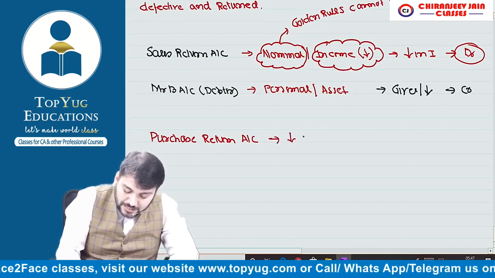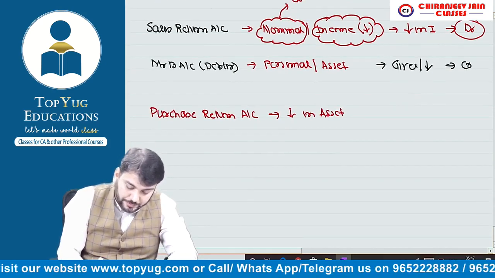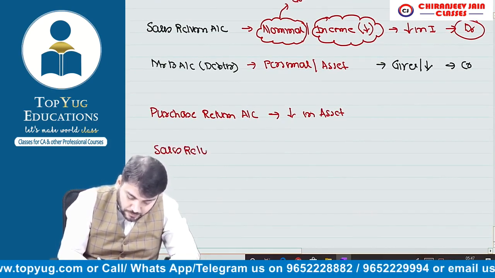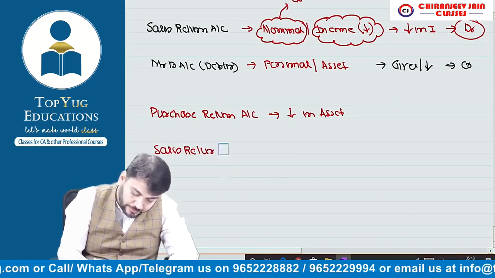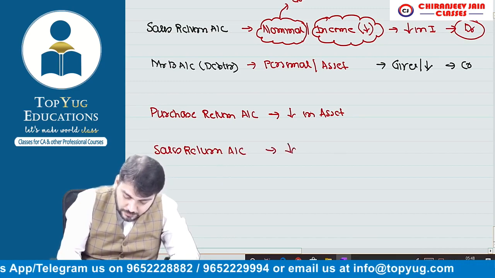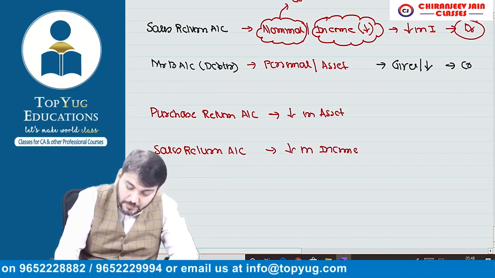It is decreasing asset. One is sales return account. It is decrease in income.